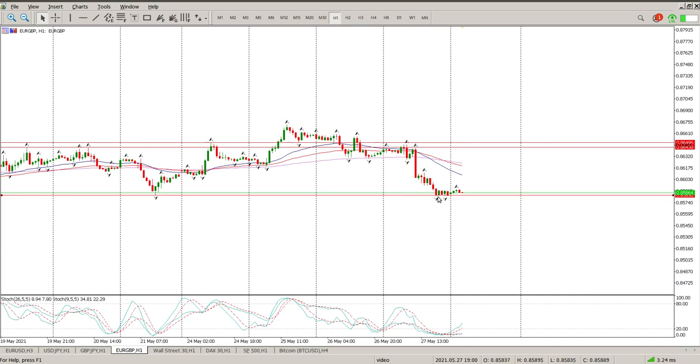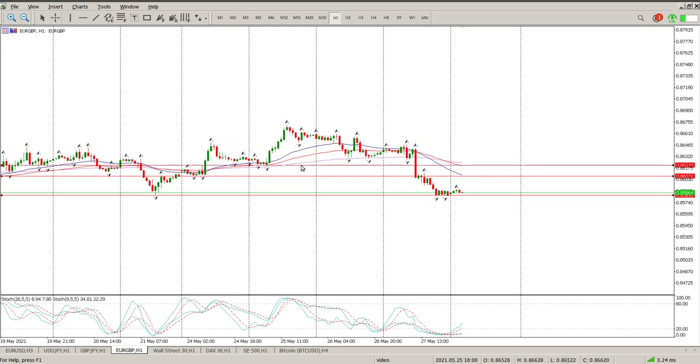So the structure I'm looking for is a pullback. The first one is this one here, which we could argue has happened already with this bar. That is 0.86072, and then there's another one up here at 0.86200. If price gets back into that area and we start getting rejection bars, then this trend line is more than likely going to hold, and we'll get another move to the downside. Alternatively, we're looking for a break below here and a retest.